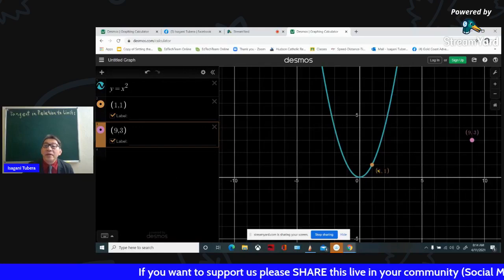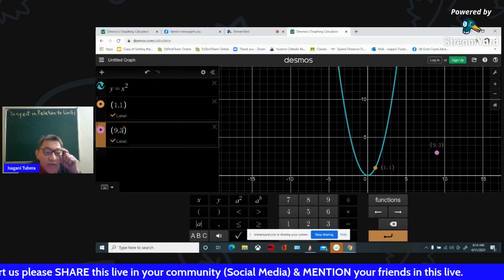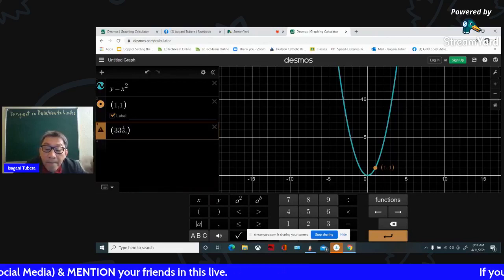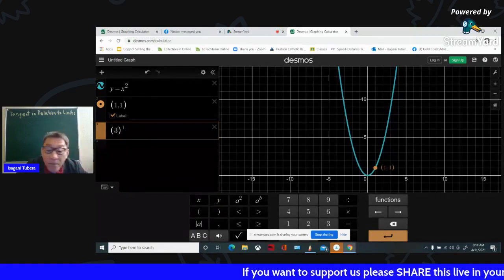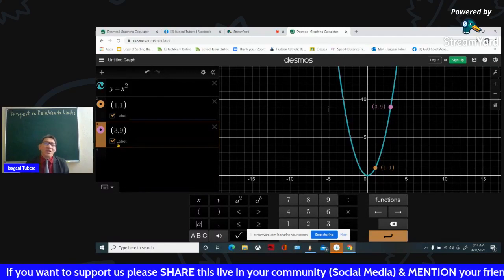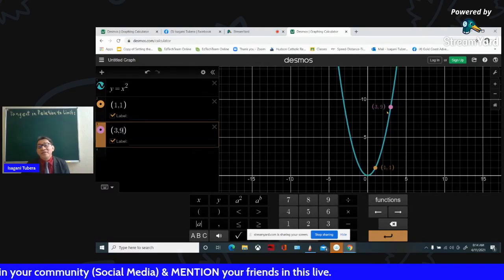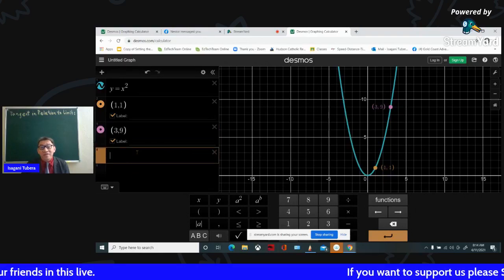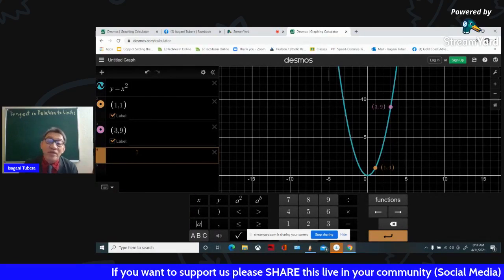Where is that? It's 3 and 9. Where is that 3 and 9? There you are. Look at this. If you put 3 and 9 there and then you connect these two points, it is not a tangent line. You cannot call this a tangent line. Look what will happen if I connect these two points.